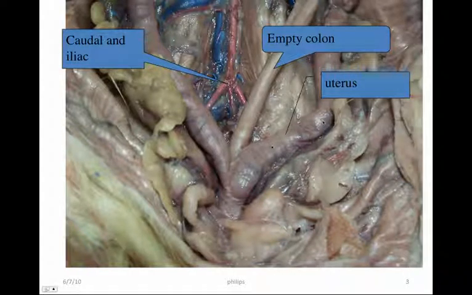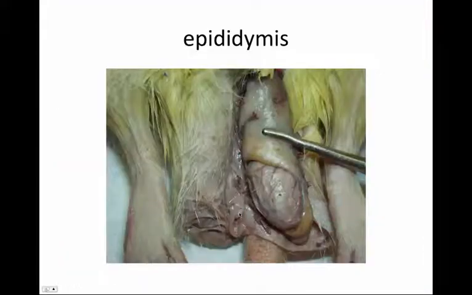Here you have the uterus. There's 2 on both sides. Obviously this rat is not pregnant, otherwise they would be very enlarged. And then down in this area you have the vagina, just so you're aware of what's in these slides.